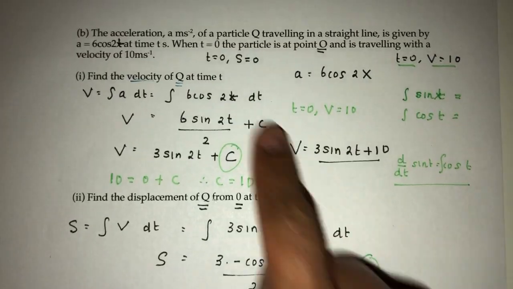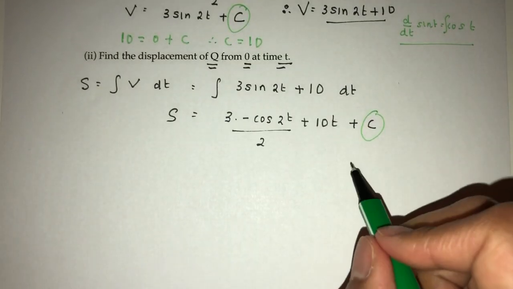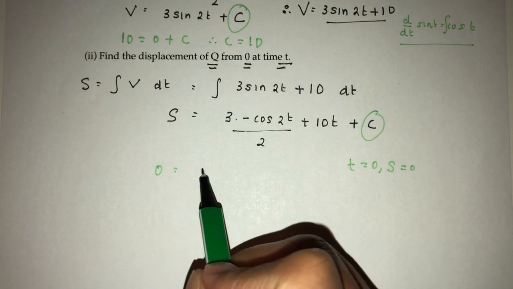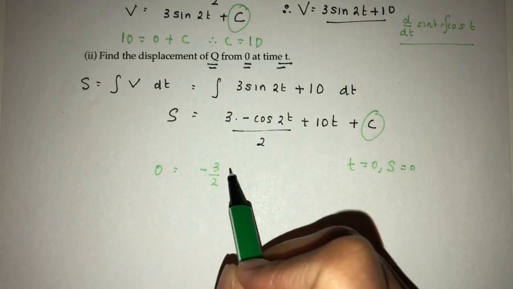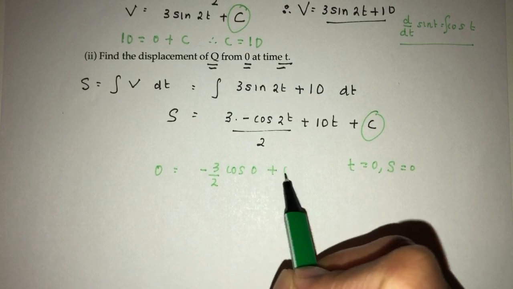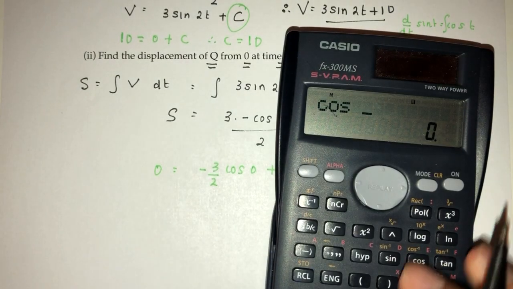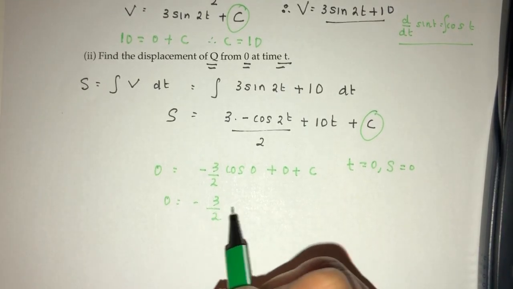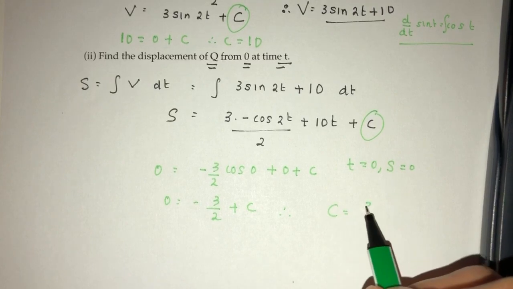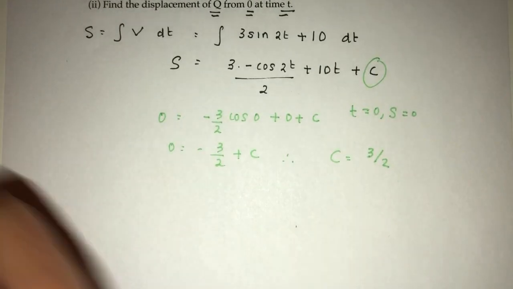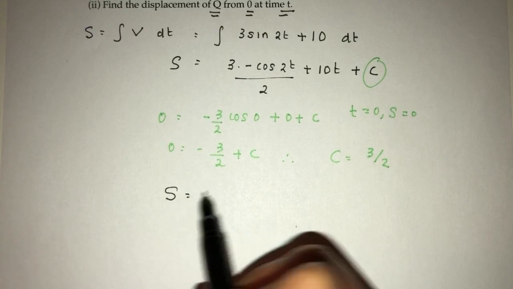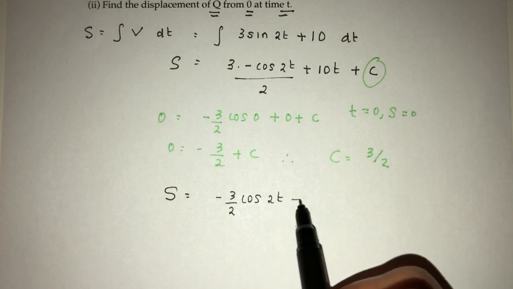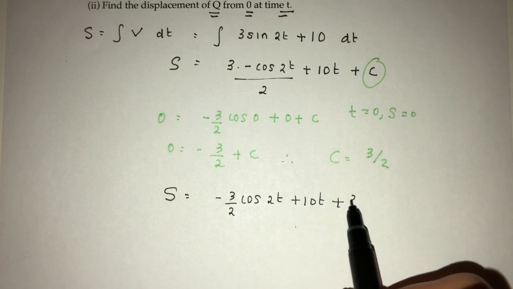Now we have to find the value of c. We know from the question we can use that. Basically, at time equal to 0, s equal to 0. You will have 0 here, minus 3 over 2, cos of 0 plus 0 plus c. So what is cos of 0? It is 1. So we have 0 equal to minus 3 over 2 plus c. So c has to be 3 over 2. So your answer has to be what? s is equal to minus 3 over 2 cos 2t plus 10t plus 3 over 2.